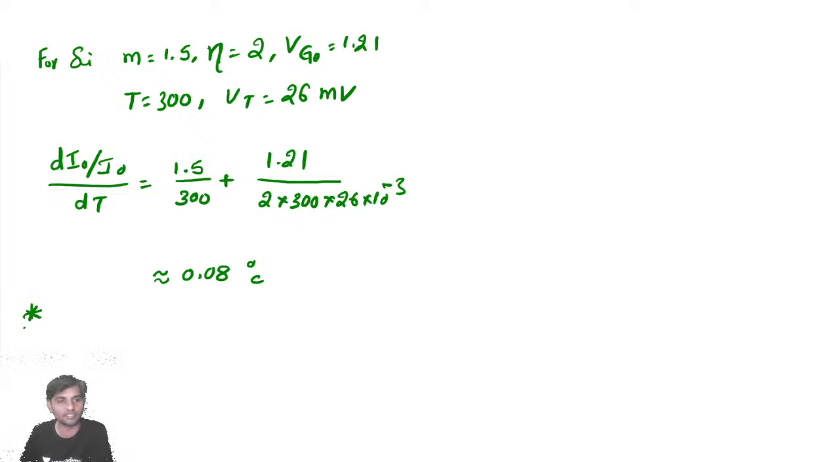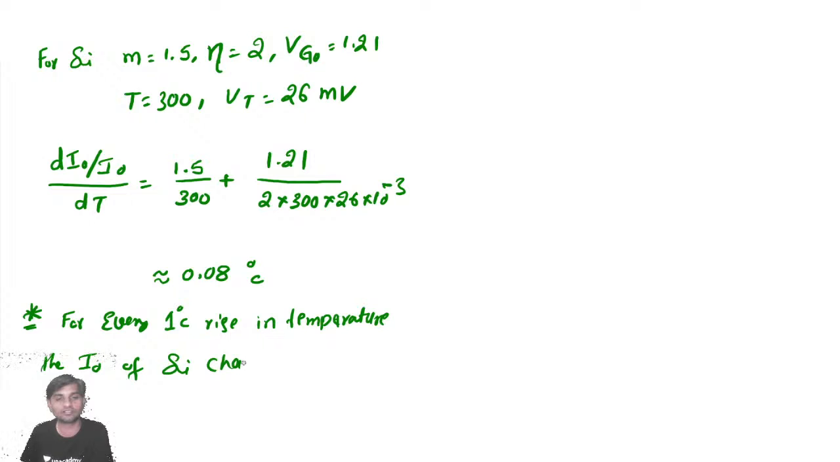This represents, this says what it is saying, sir? It is saying that for every 1 degree rise in temperature, the I naught of silicon changes by an amount of 8%. 8%. This is very important.